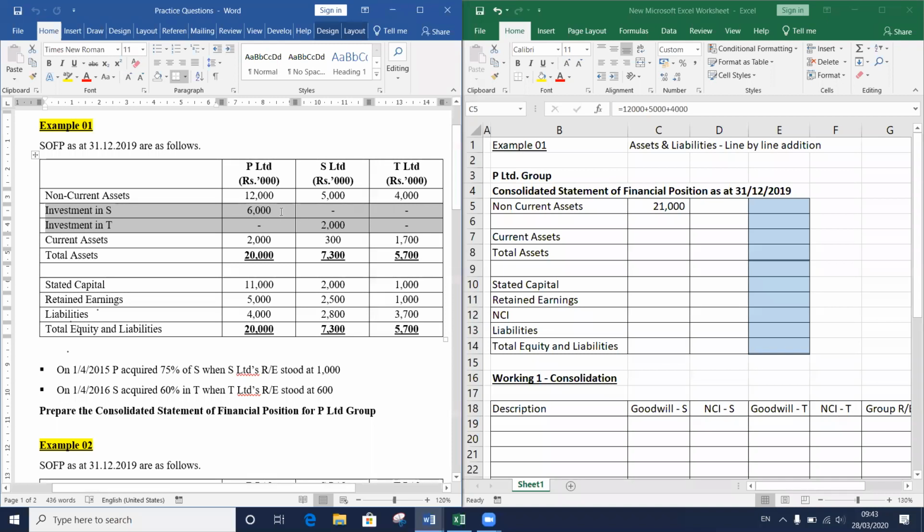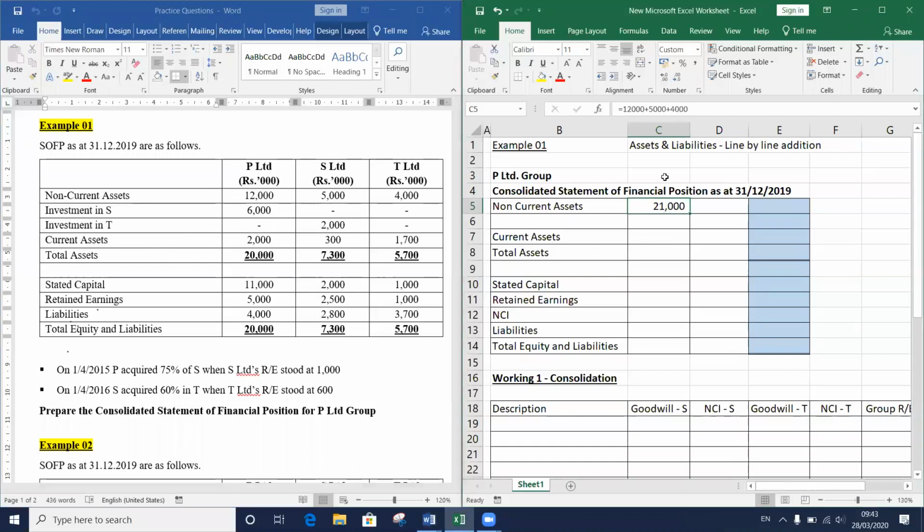That means 6,000 here, what kind of balance is it? A debit balance. So we credit this 6,000, and debit our cost of control account. Then this 6,000 disappears. This investment amount will remain as nil. Right? That's why I didn't consider them here. Investment amounts become nil balances in our consolidation process. The value becomes 0. Right.